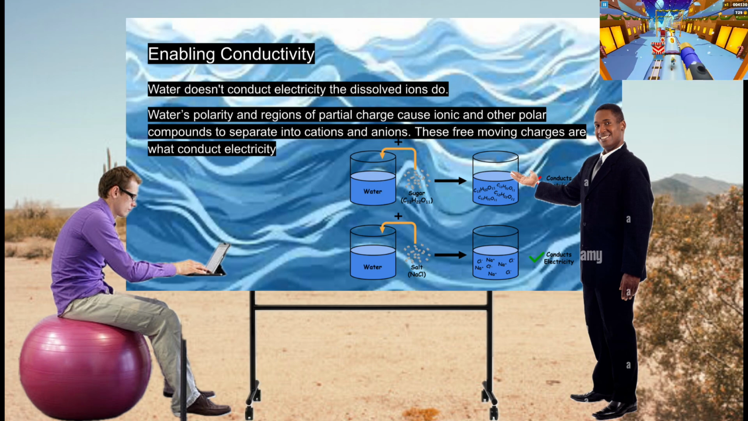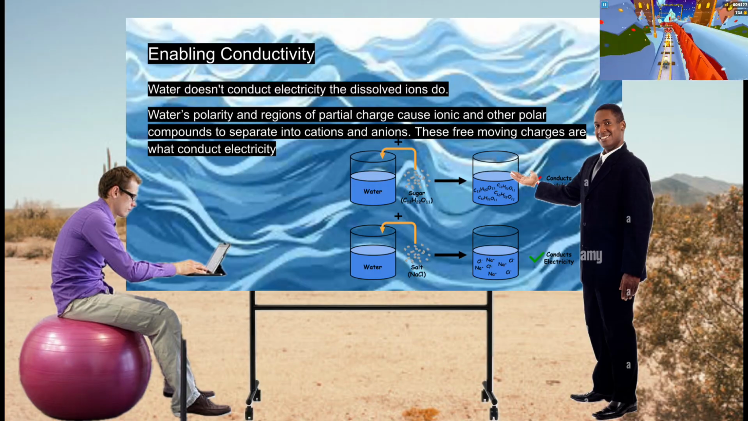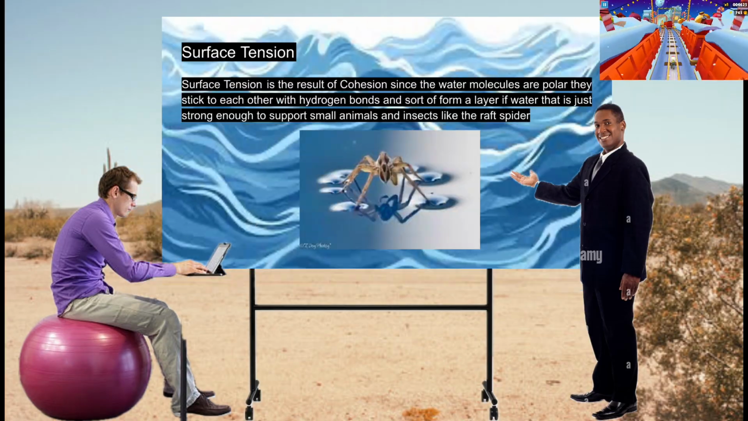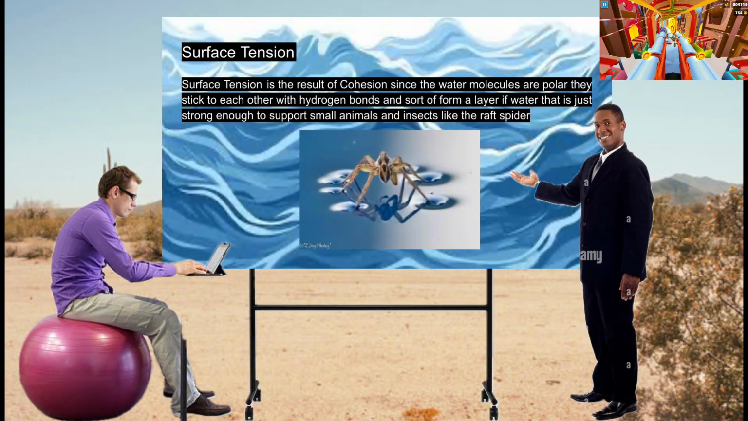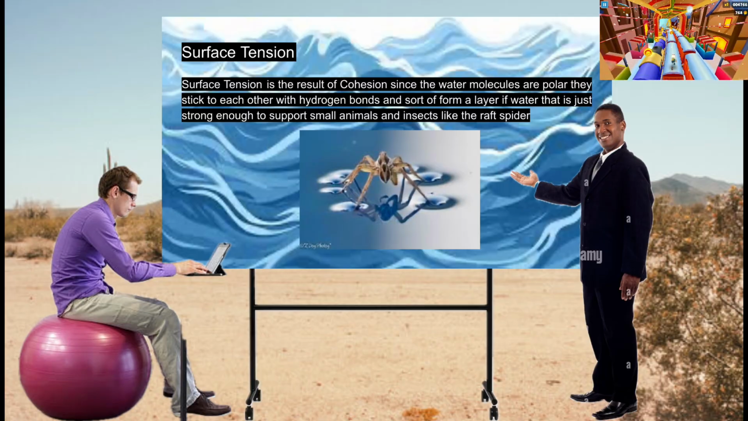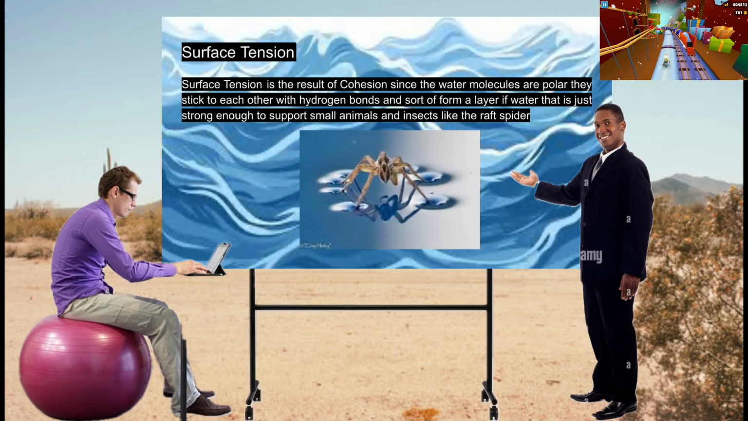Right on the money. But I've seen spiders and bugs walk on water before. How does that work? Yo, that's surface tension. It's more polarity, because polarity just caused all of this. So polar bonds make water molecules stick together, right? Yup, that's cohesion. And that creates the surface tension?